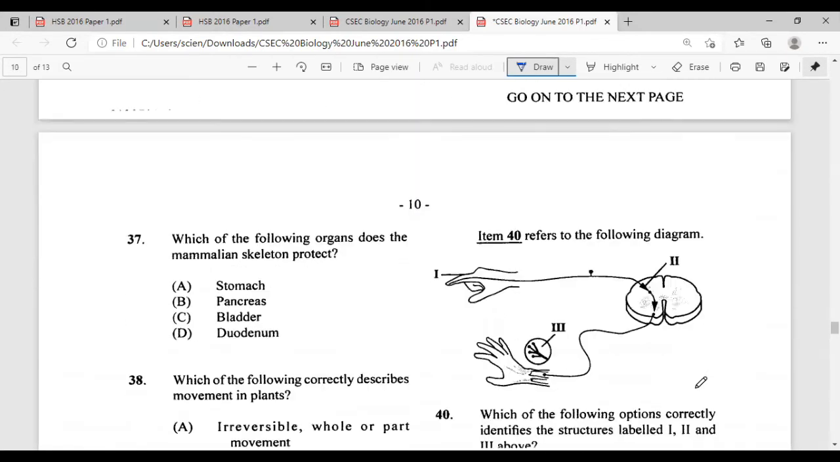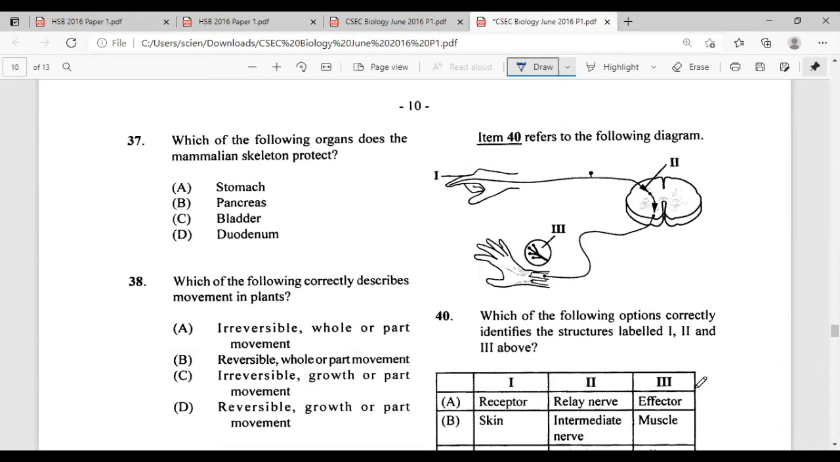Question 37. Which of the following organs does the mammalian skeleton protect? So we have A, stomach, B, pancreas, C, bladder, D, duodenum. So the answer is definitely the stomach.